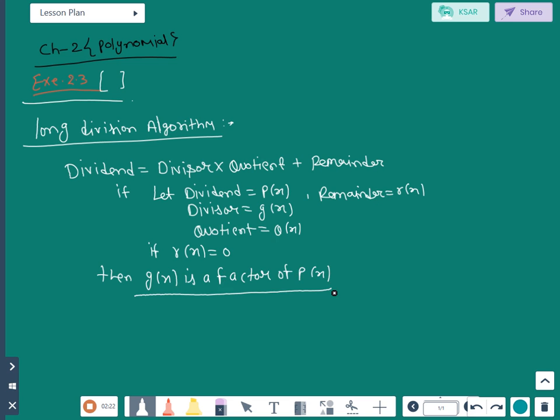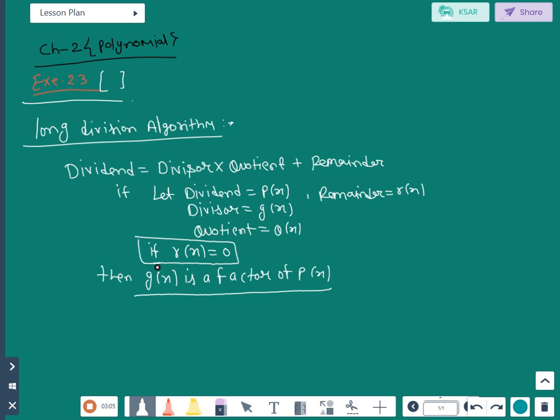So students, when can you say that the divisor is a factor of the dividend? If after division the remainder comes 0, then we can say that the divisor is a factor of the dividend. Understand students? So on the basis of the long division algorithm, how do we check whether the divisor is a factor of the dividend or not? Meaning the remainder comes 0. If the remainder comes 0, then yes, the divisor is a factor of the dividend. And if the remainder does not come 0, then we can say that the divisor is not a factor.